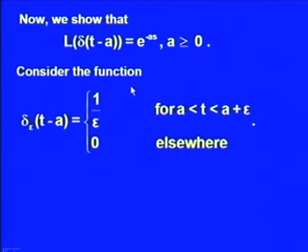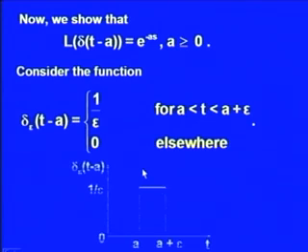So, let us consider the function delta epsilon t minus a, which is defined as 1 over epsilon for t bigger than a and less than a plus epsilon, and 0 elsewhere. Let us look at the graph of this delta epsilon t minus a function. It can be drawn like this: t axis, and delta epsilon t minus a representing the vertical axis, and over the interval a to a plus epsilon, delta epsilon t minus a takes the value 1 by epsilon and 0 elsewhere.